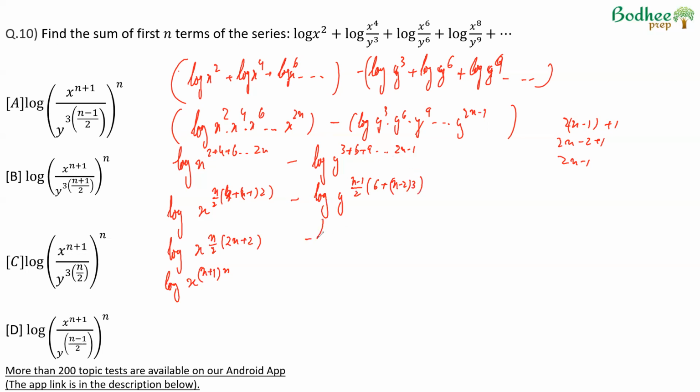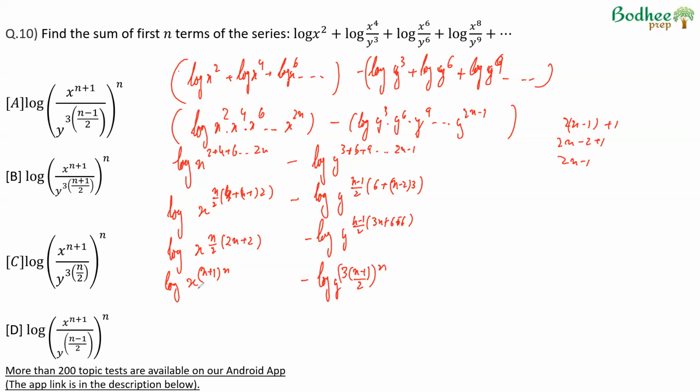So this will be minus log of y raised to power n minus 1 upon 2 into 6 into 3n minus 6, which will be 3n minus 6 plus 6, so that becomes 0. So minus log of 3 into n minus 1 upon 2 y and then an n to multiply this.